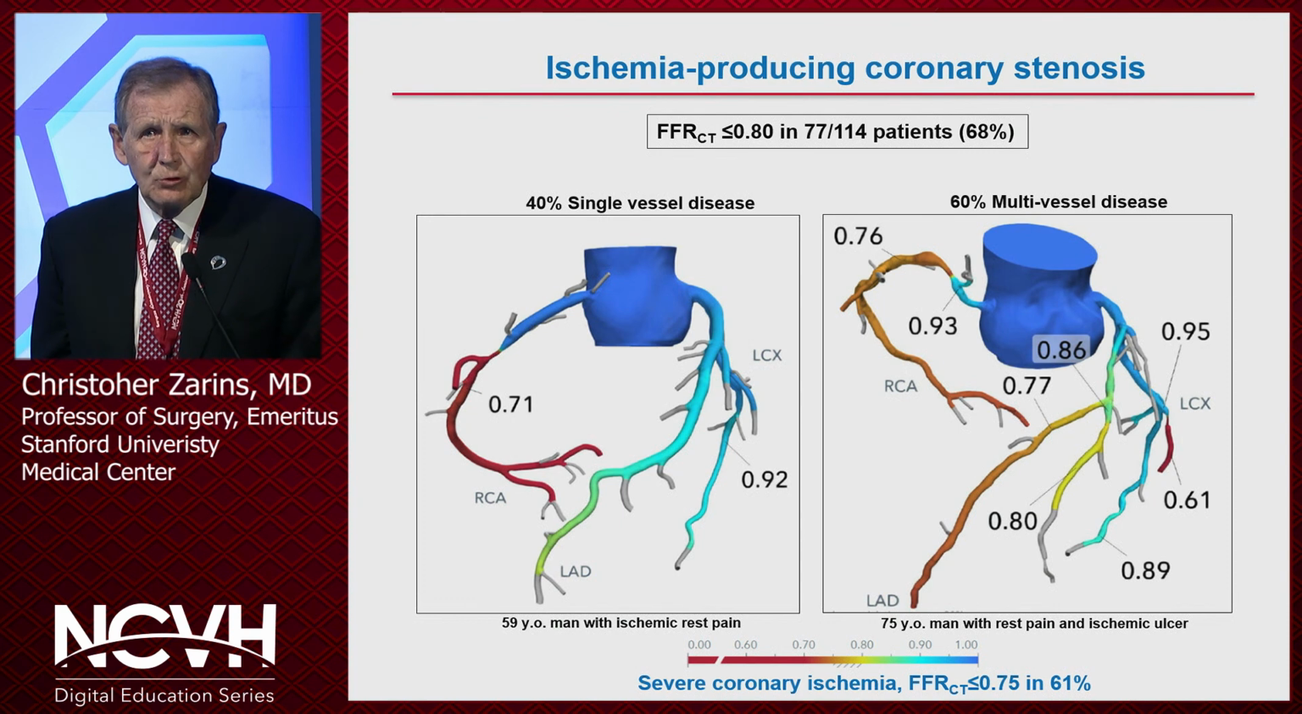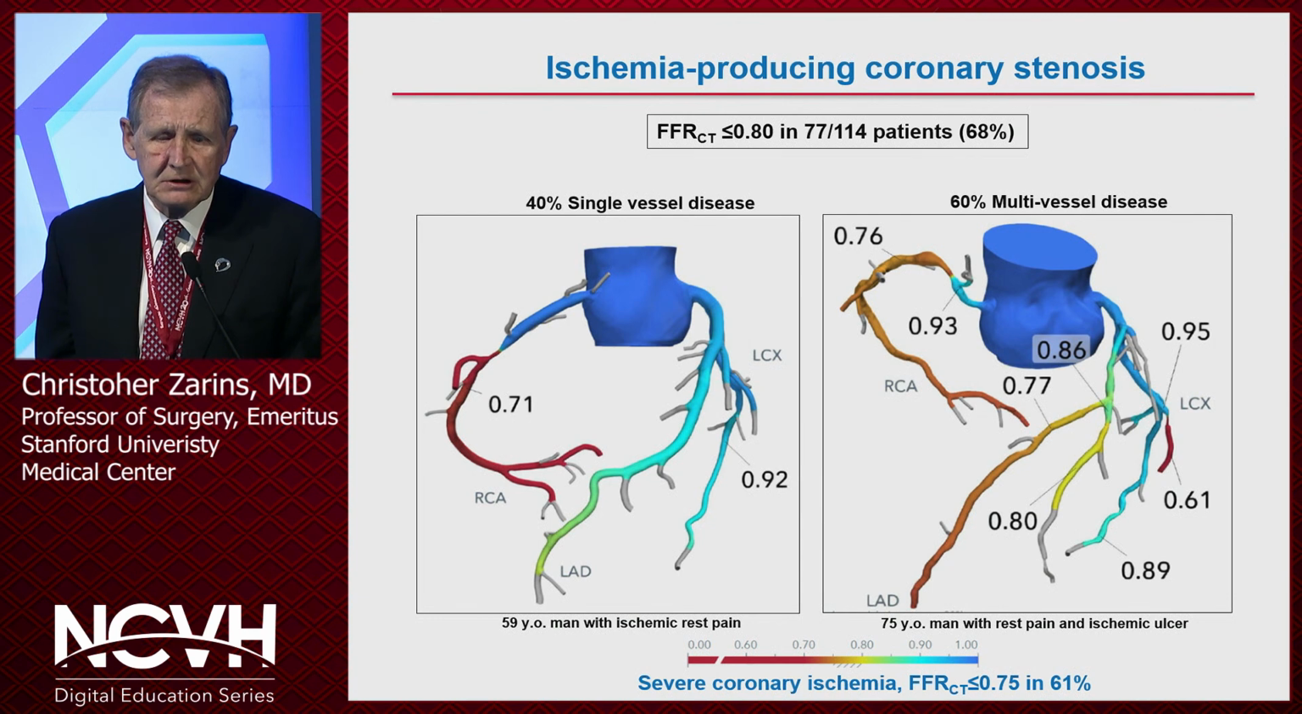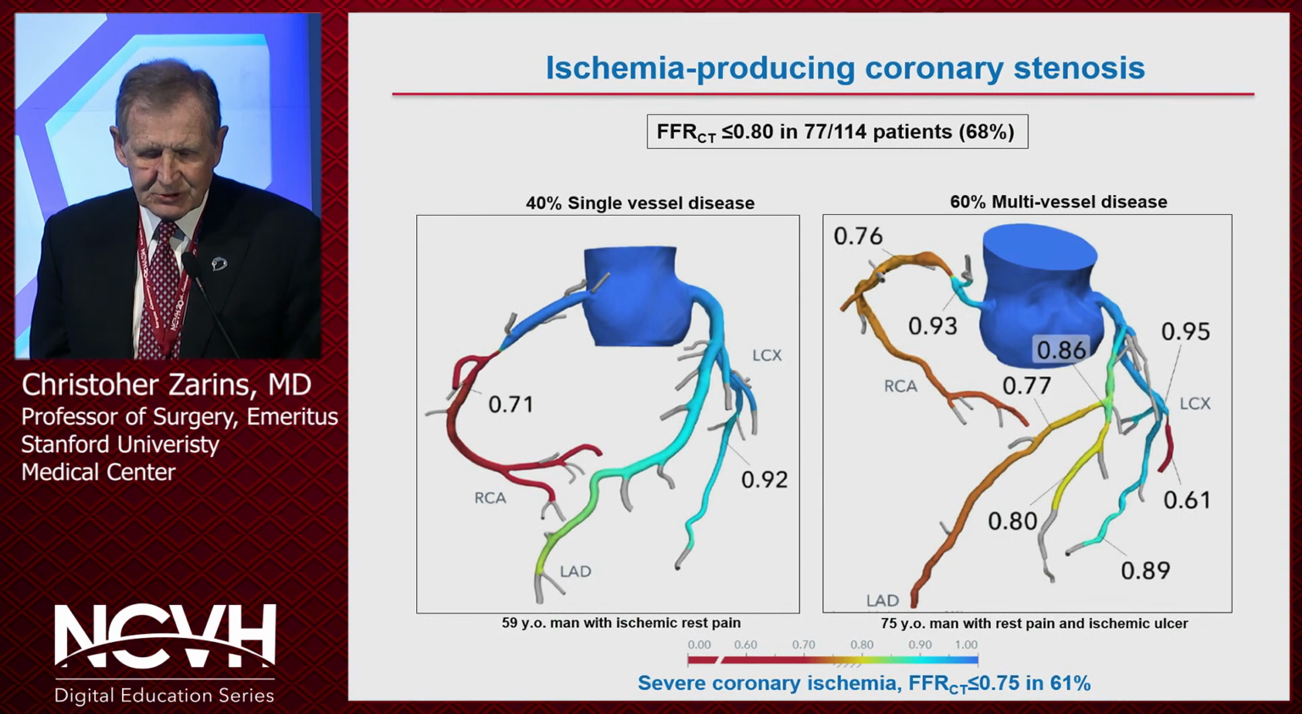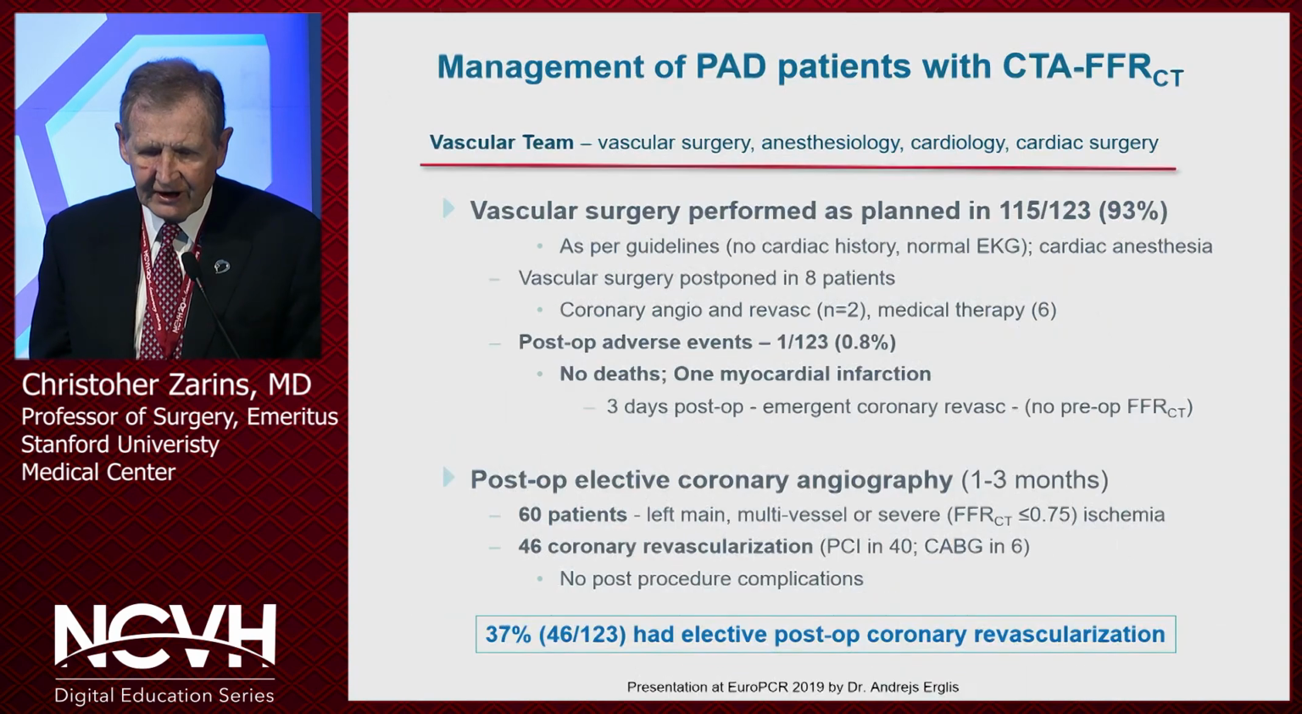And if you now look at what the prevalence of disease is, 2 out of 3 of those asymptomatic peripheral arterial patients have very significant coronary disease that needs treatment. 40% are single vessel disease, as you see here in the right coronary artery, and 60% have multivessel disease. More than 60% have very severe ischemia with an FFR less than 0.75.